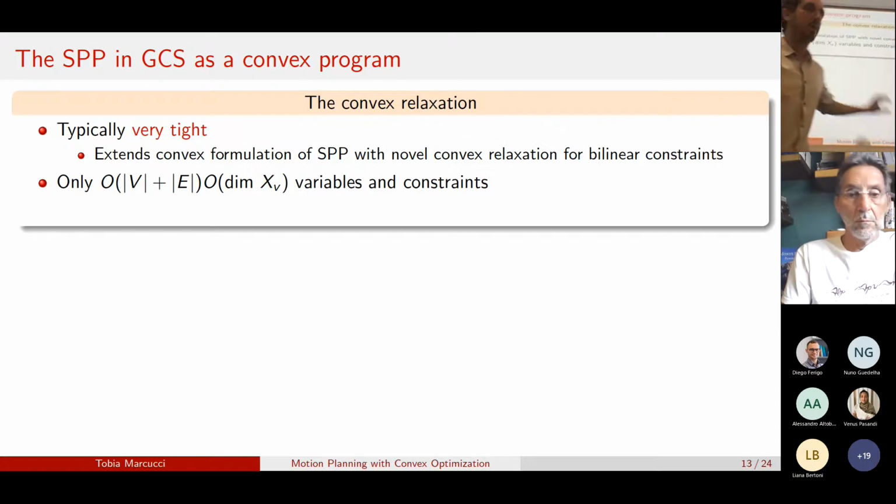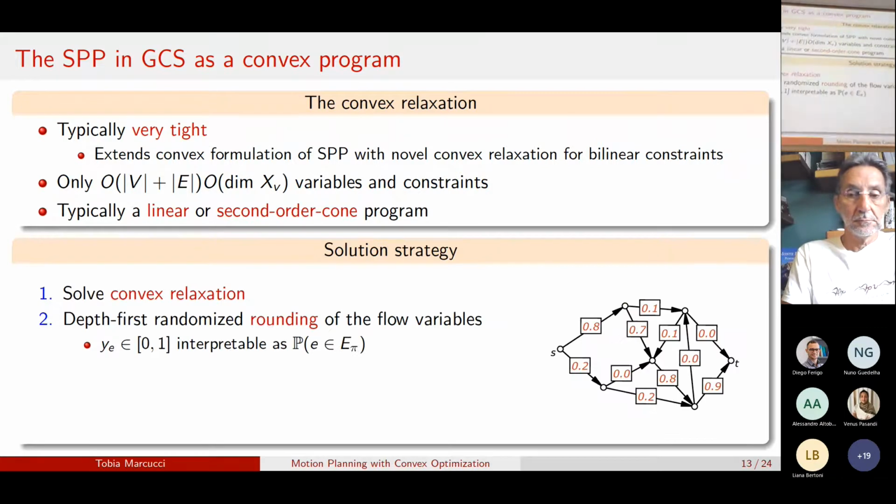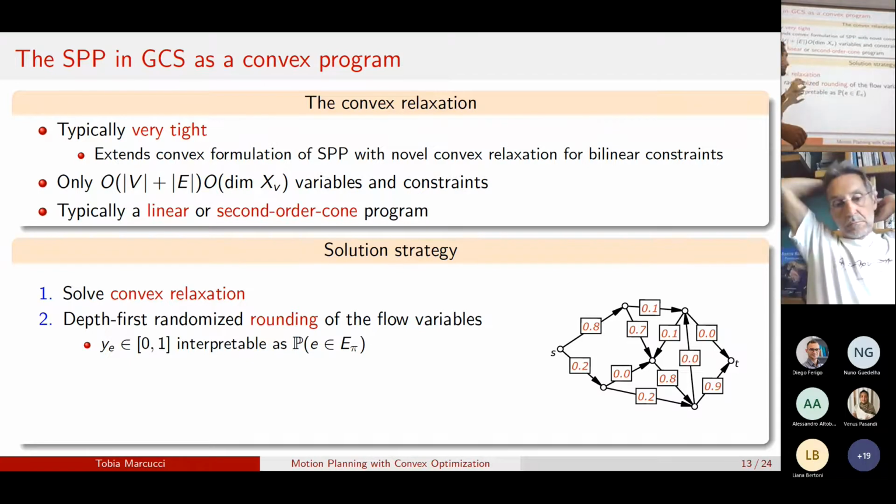The problem is compact. It has very few decision variables and constraints, and is typically a linear or a second-order program that can be solved efficiently with common optimization software. So how do we actually solve this problem? As I said, it can be seen as a mixed integer program, so we could call a complicated branch and bound algorithm, but this is not really what we do because the convex relaxation is so tight that in all the problems we encounter in practice, it's sufficient to solve the convex relaxation and then round the optimal solution.